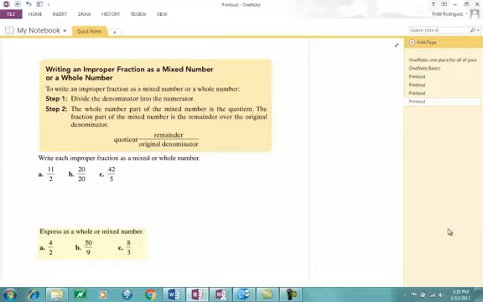It says to write an improper fraction as a mixed number or whole number, number 1, divide the denominator into the numerator. Number 2, the whole number part of the mixed number is the quotient. The fraction part of the mixed number is the remainder over the original denominator. So let's figure that out. We're going to first take 11 and divide it by 2. Well, 2 goes into 11 5 times. 2 times 5 gives me 10. I have a remainder of 1.